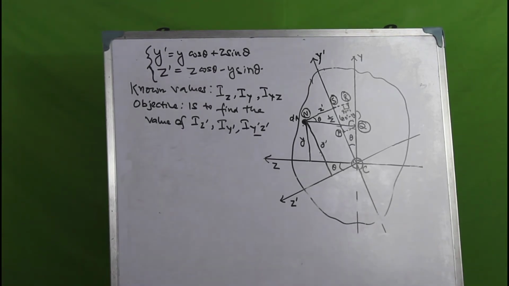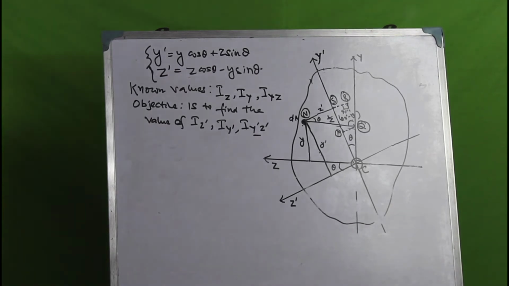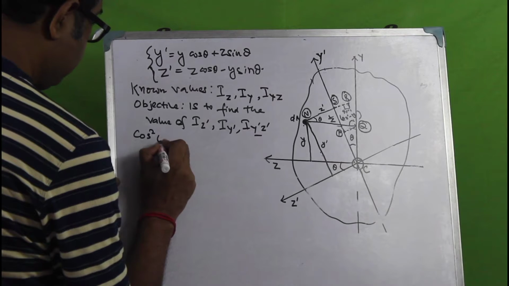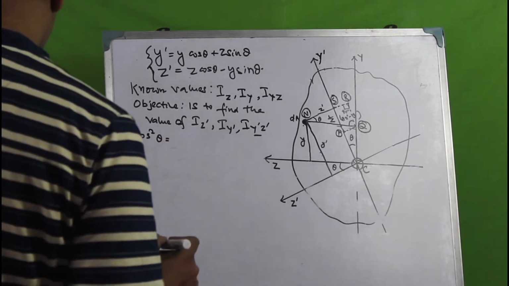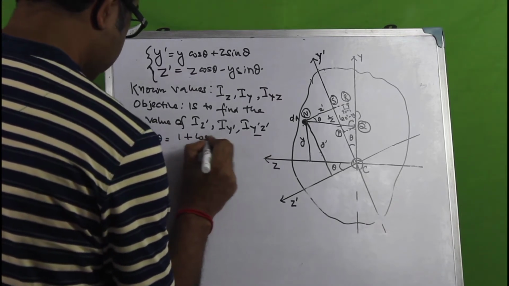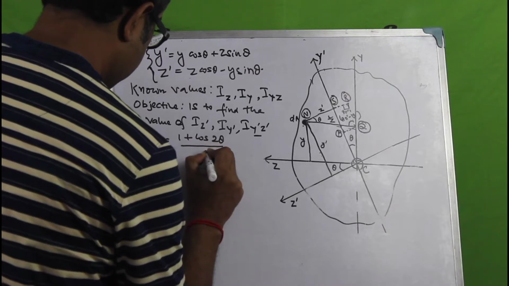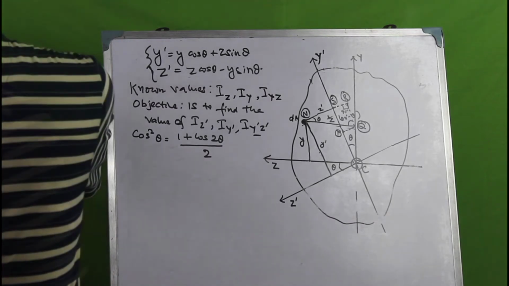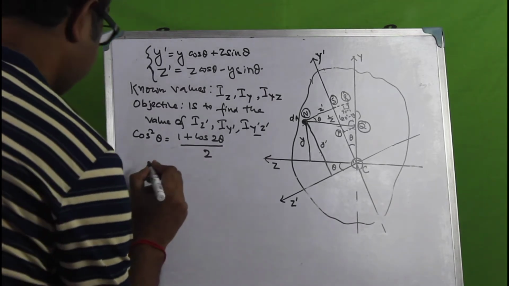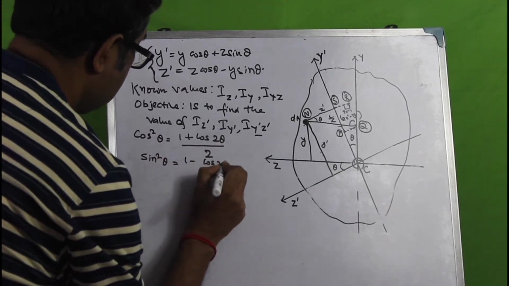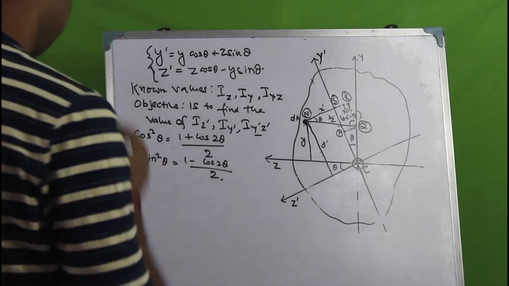Now we want to use two trigonometric identities here, right? So I'll write that down. You can find the proof of this in any standard trigonometry book. So cos squared theta I'll express as 1 plus cos 2 theta by 2, and I will use sin squared theta as 1 minus cos 2 theta by 2.